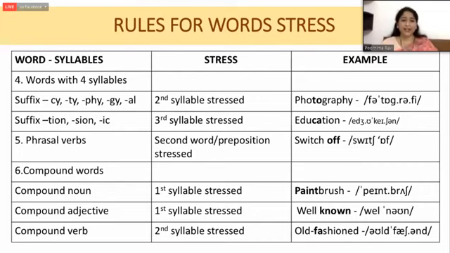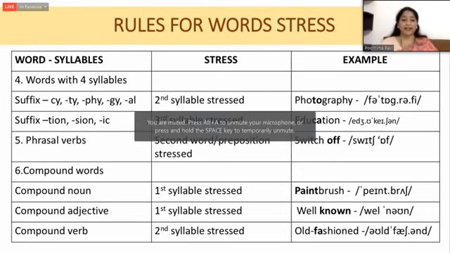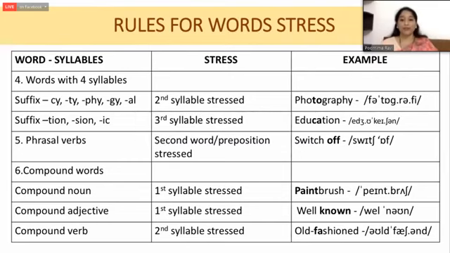Likewise, compound words. In compound words, the rules of nouns and adjectives are the same as even if it isn't a compound word. So the stress would be on the first syllable, like paintbrush. The p sound is enunciated a lot more. Likewise, a well known compound word like old fashioned, the f sound is stressed more. It's not "old fashioned," it's "old fashioned."